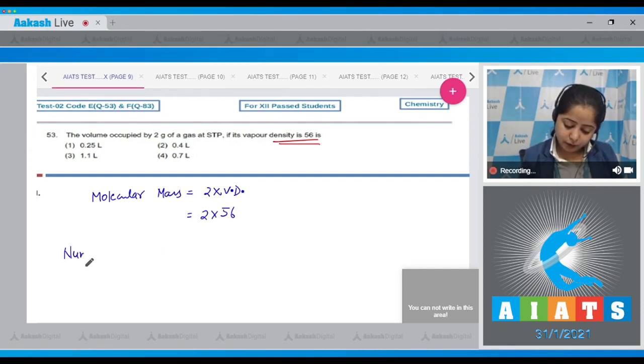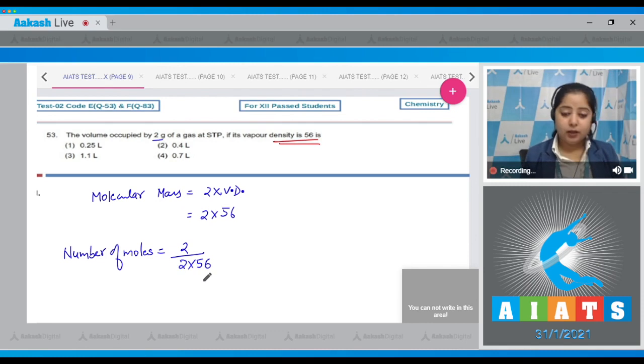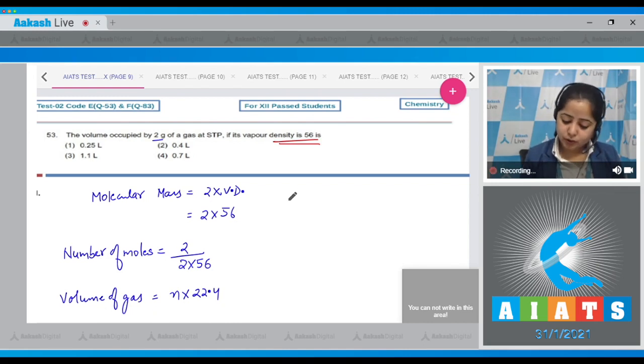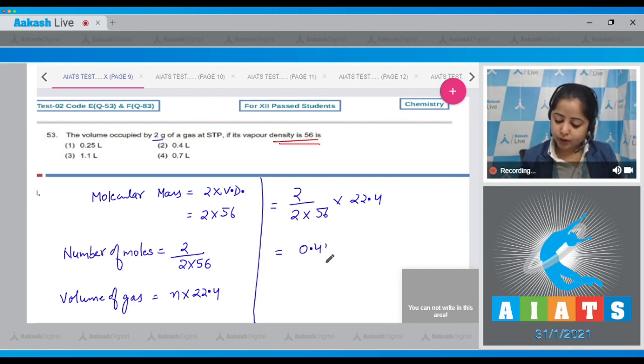Now we can calculate the number of moles. Number of moles is equal to given mass upon molecular mass. Given mass is 2 grams. So 2 upon 2 into 56. Now students, we can calculate the volume of gas, since the volume of gas at STP is equal to number of moles into 22.4 liter, which is 2 upon 2 into 56 multiplied by 22.4 liter, which is ultimately equal to 0.4 liter. That means the correct answer is option number 2.